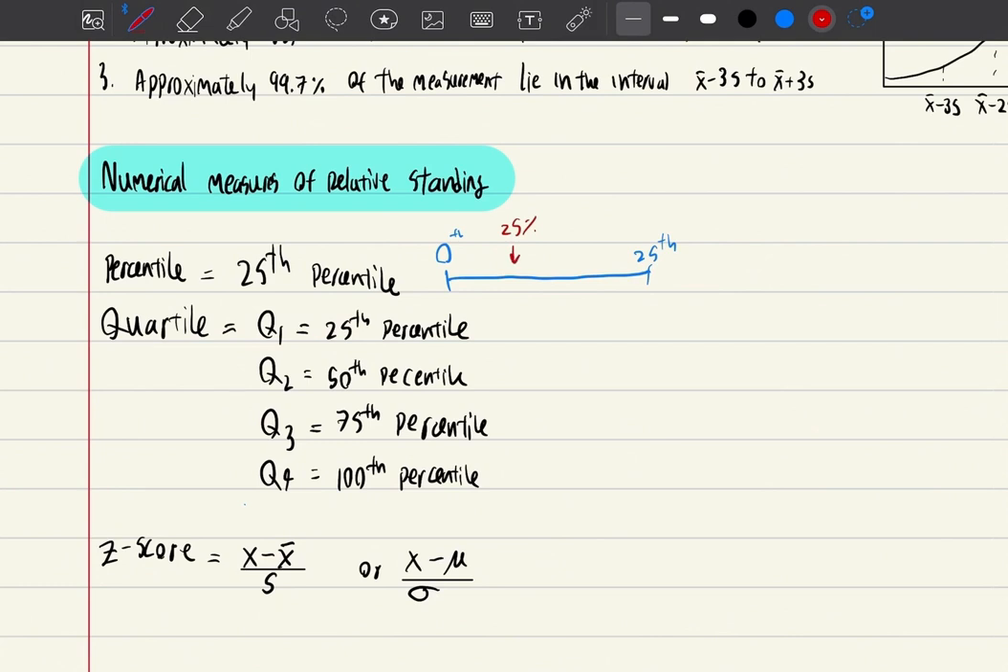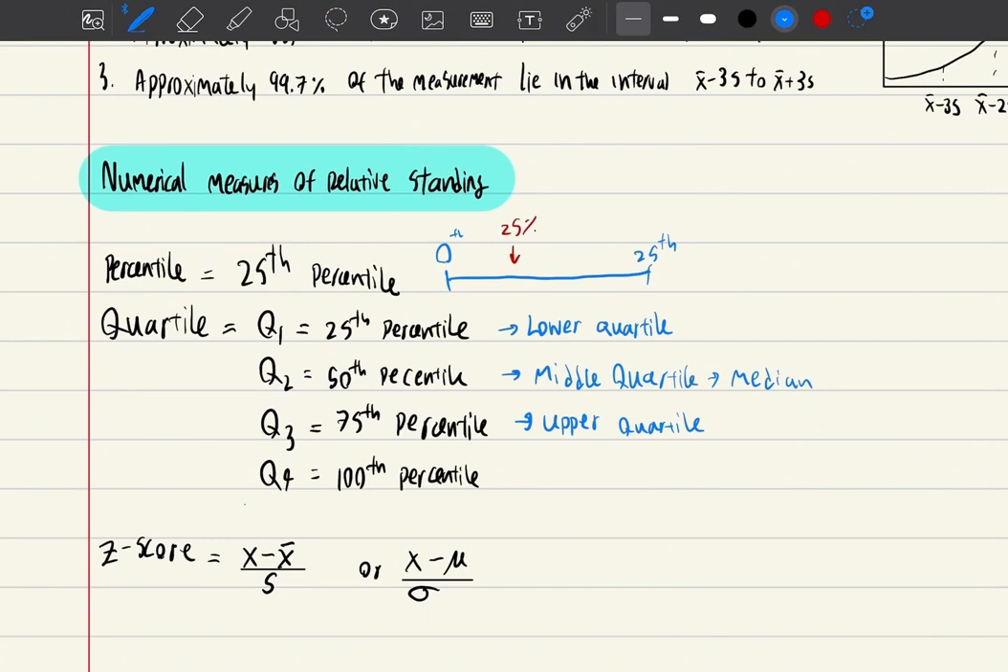So the next one is quartile. The quartile just divides the percentile into 4 parts. The first one is the first quartile, also known as the 25th percentile, and we also call it the lower quartile. The second one is the second quartile, which is the 50th percentile or the middle quartile or the median. And the third one is the 75th percentile, which is the third quartile, or the upper quartile. And the last one is the fourth quartile, which is the 100th percentile.